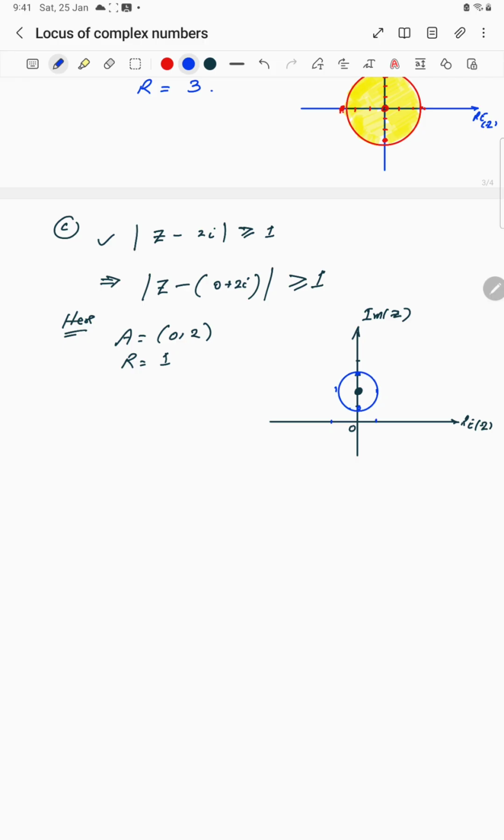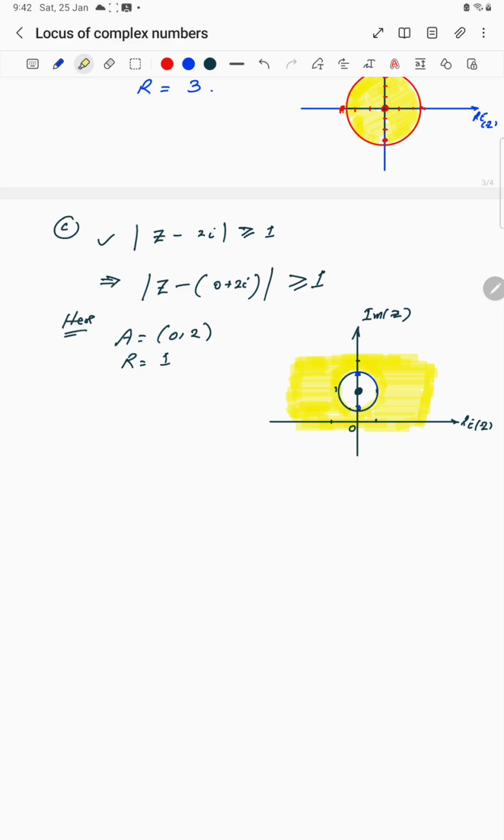Now the shading area is bigger than or equal to 1 in radius. So here we will shade the area out of this circle. And out of the circle, this is the whole world. You can shade how much you want. Anywhere outside, all the area will be shaded, but not inside of the circle. This is the condition of the question. I hope you understood.